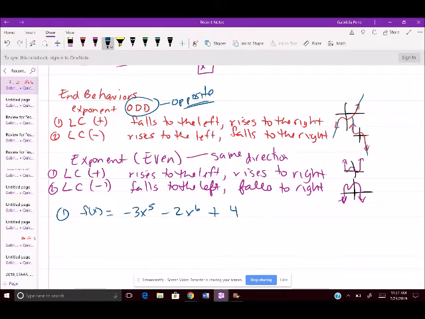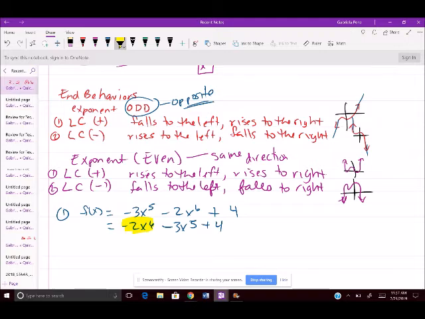Is it in order? No, it's not. So that's the first thing you need to do. Put this in order. Who would go first? Negative 2x to the 6th. So negative 2x to the 6th minus 3x to the 5th. And nothing else really matters. We just need to look at this part.